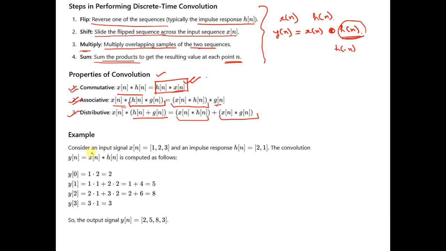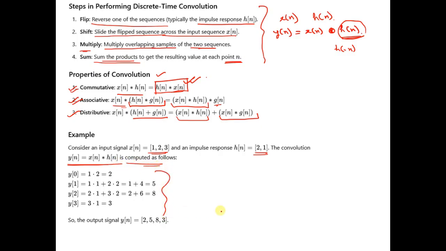Now consider an input signal x[n] equal to this, and an impulse response h[n] equal to 2, 1. The convolution sum y[n] equals x[n] convolved with h[n] is computed as follows.